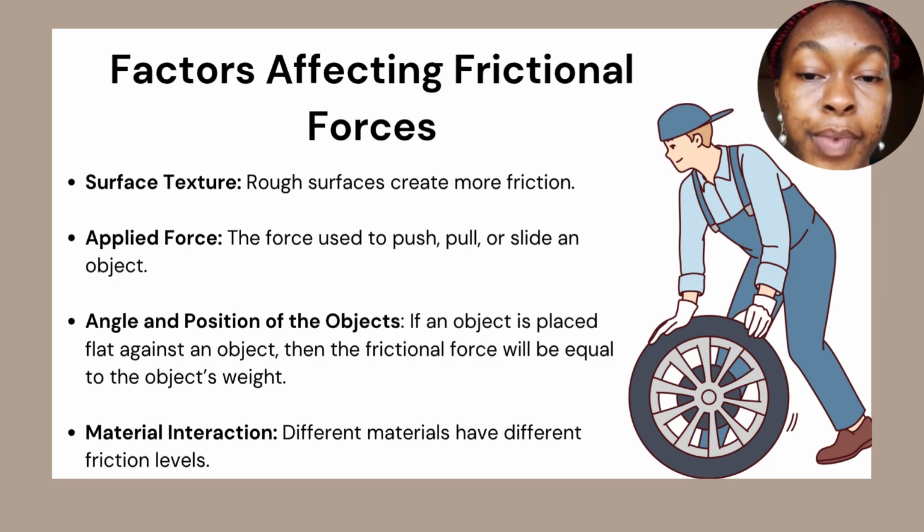Three, angle and position of the objects in contact. Now, if an object is placed flat against another object, the frictional force is equal to the object's weight. But if they are sliding against each other, the frictional force is increased. And finally, the material interactions. Now, different materials have different friction levels.